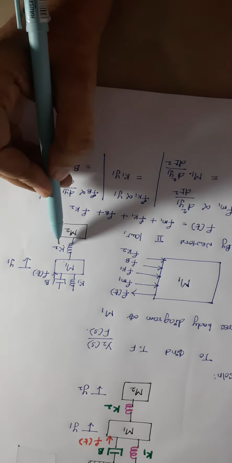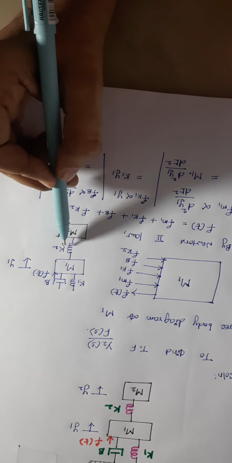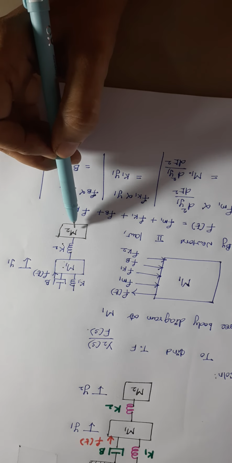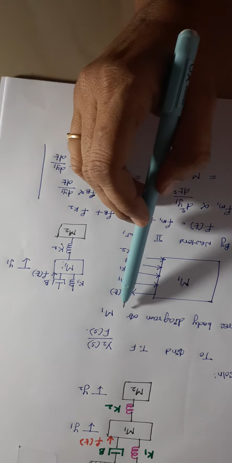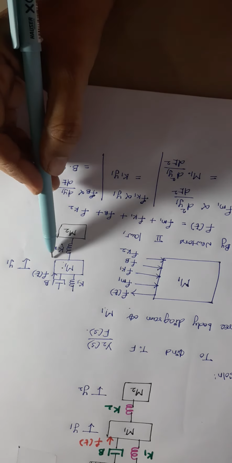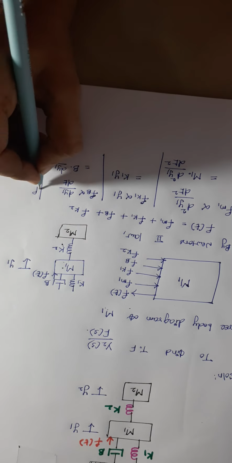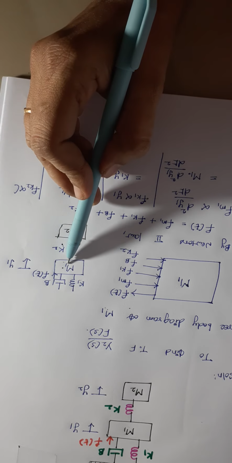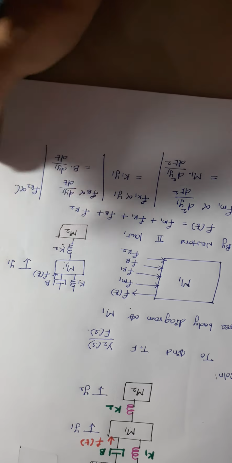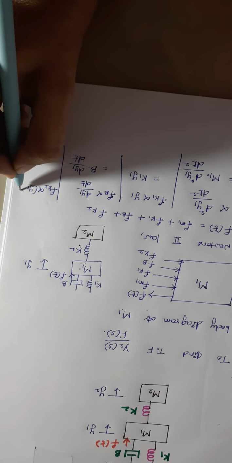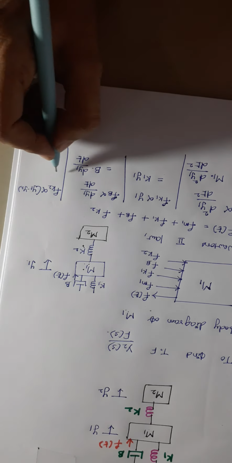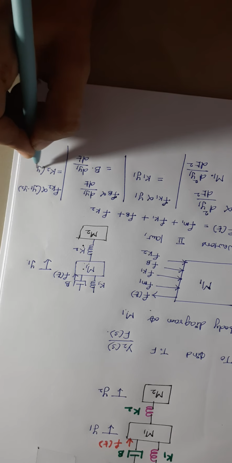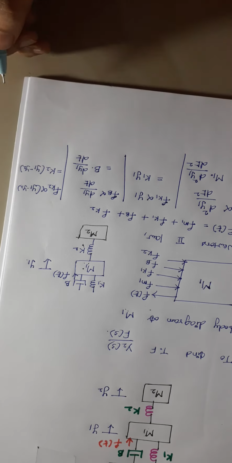And the last one is k2. This k2 is connected between m1 and m2. But now we are drawing the free body diagram of mass m1. So while writing the displacement, f_k2 is proportional to the displacement of mass m1, which is y1, minus y2. So with the proportionality constant, this becomes k2 times (y1 minus y2).